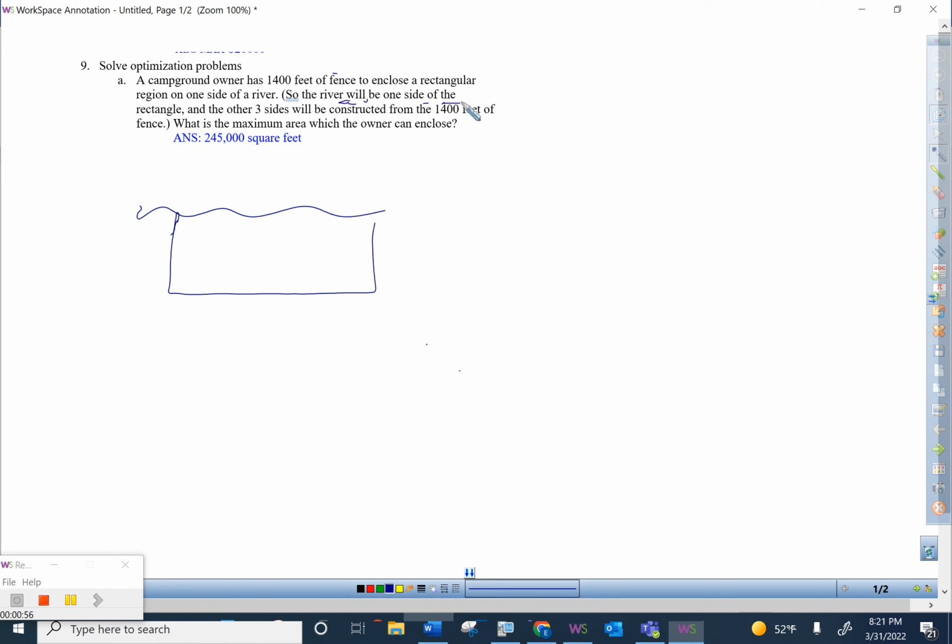And it said the river's on one side of the rectangle and the other three are the remainder of that 1,400 feet. Okay, so when we're talking about enclosing something or going around with a fence, then it's really referring to the perimeter. With perimeter, we want to just add the different side lengths. So perimeter for this one would be, we've got two sides the same size and one that's different. So we've got 2W plus L. And if you interchange that and call it 2L plus W, it doesn't matter.